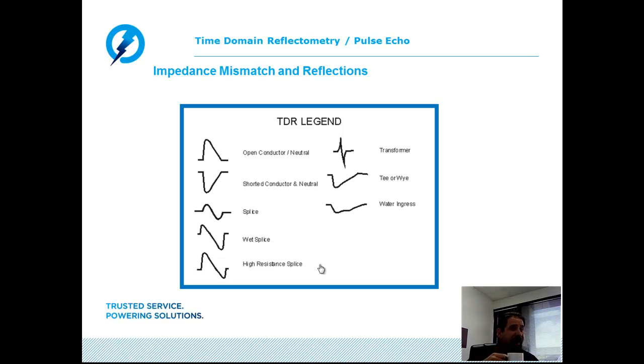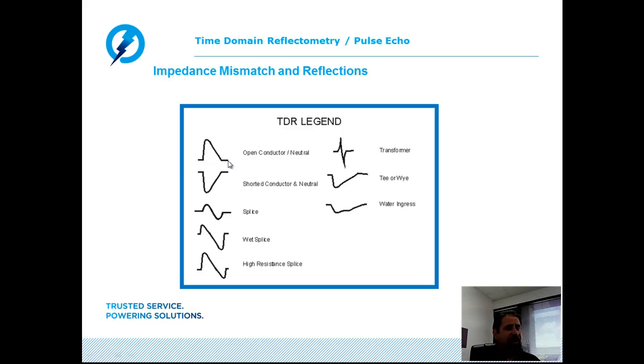Now, one of the things I like about the pulse echo technique, these images are very repetitive. These reflected patterns are very repetitive. And after using the pulse echo technique for a little bit of time, you start to get used to and recognize these different patterns. Now, it doesn't matter whether I'm testing a telephone cable today and a medium voltage electrical power cable tomorrow, an open circuit is always going to look the same.